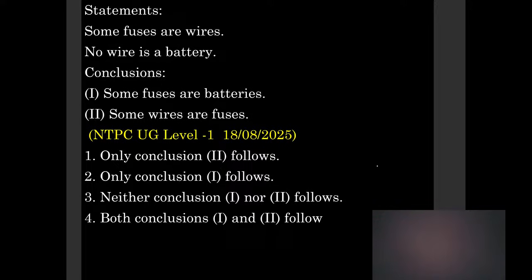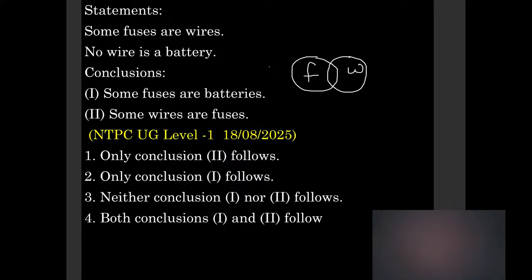Okay, let us check how to solve. First one, some fuses are wires. So the first statement is some fuses are wires. As they are saying some, I'm just taking some part of it. I'm not taking all because we should take minimum intersection. Some fuses are wires, so fuses and wires are intersecting.